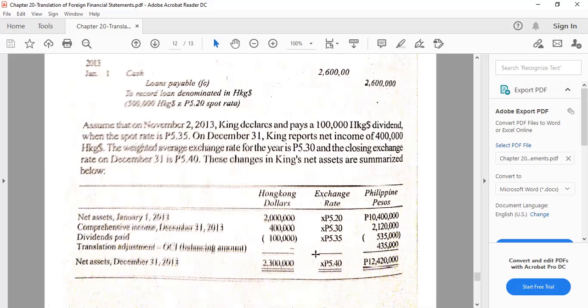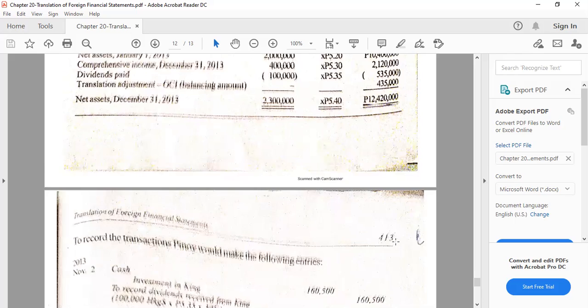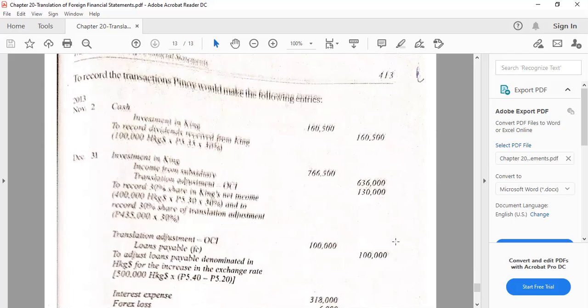Okay, these are now the changes, so we will get a translation adjustment of 435,000 because we did not have any balance from prior years. That's why this would be the ending balance of translation adjustment. Okay, record the transactions now for Pinoy.